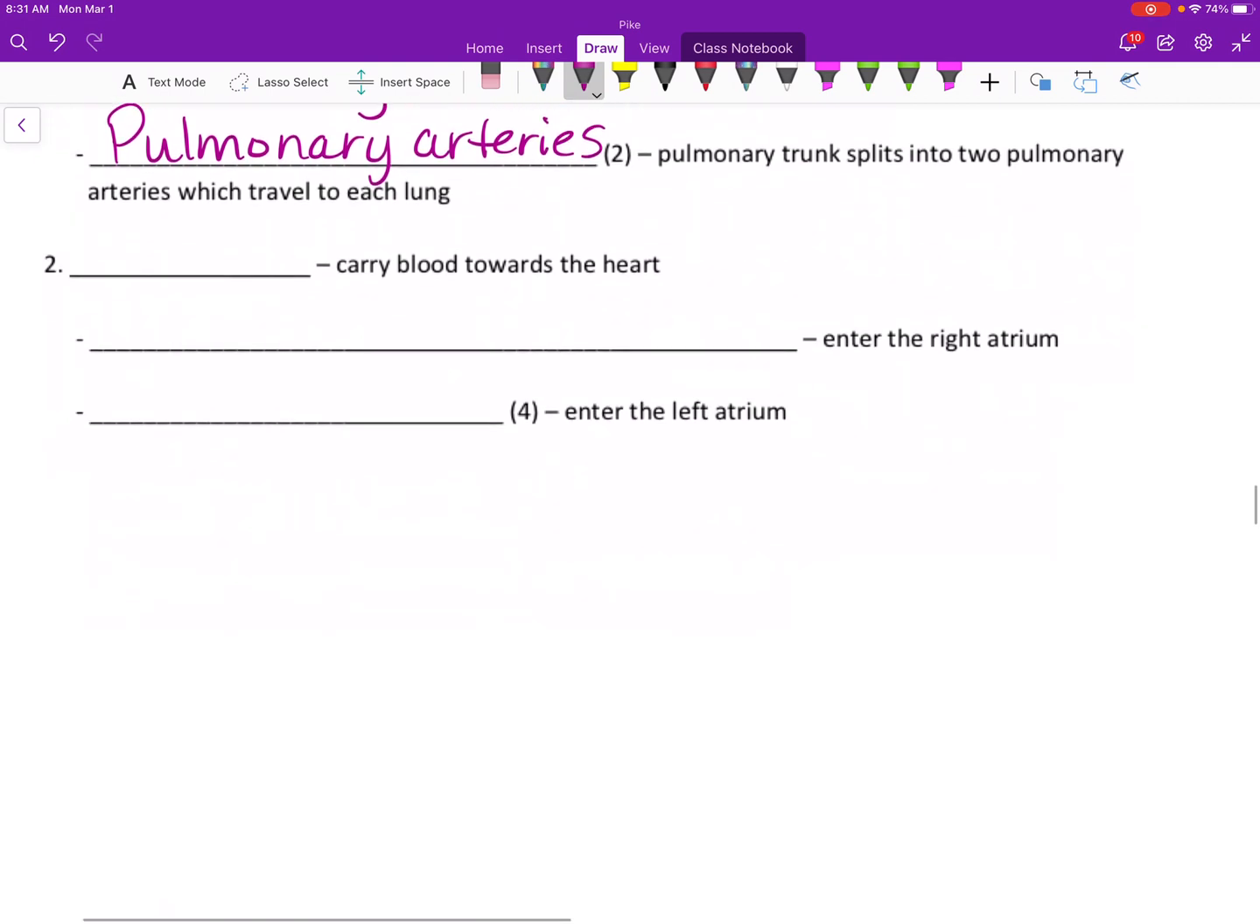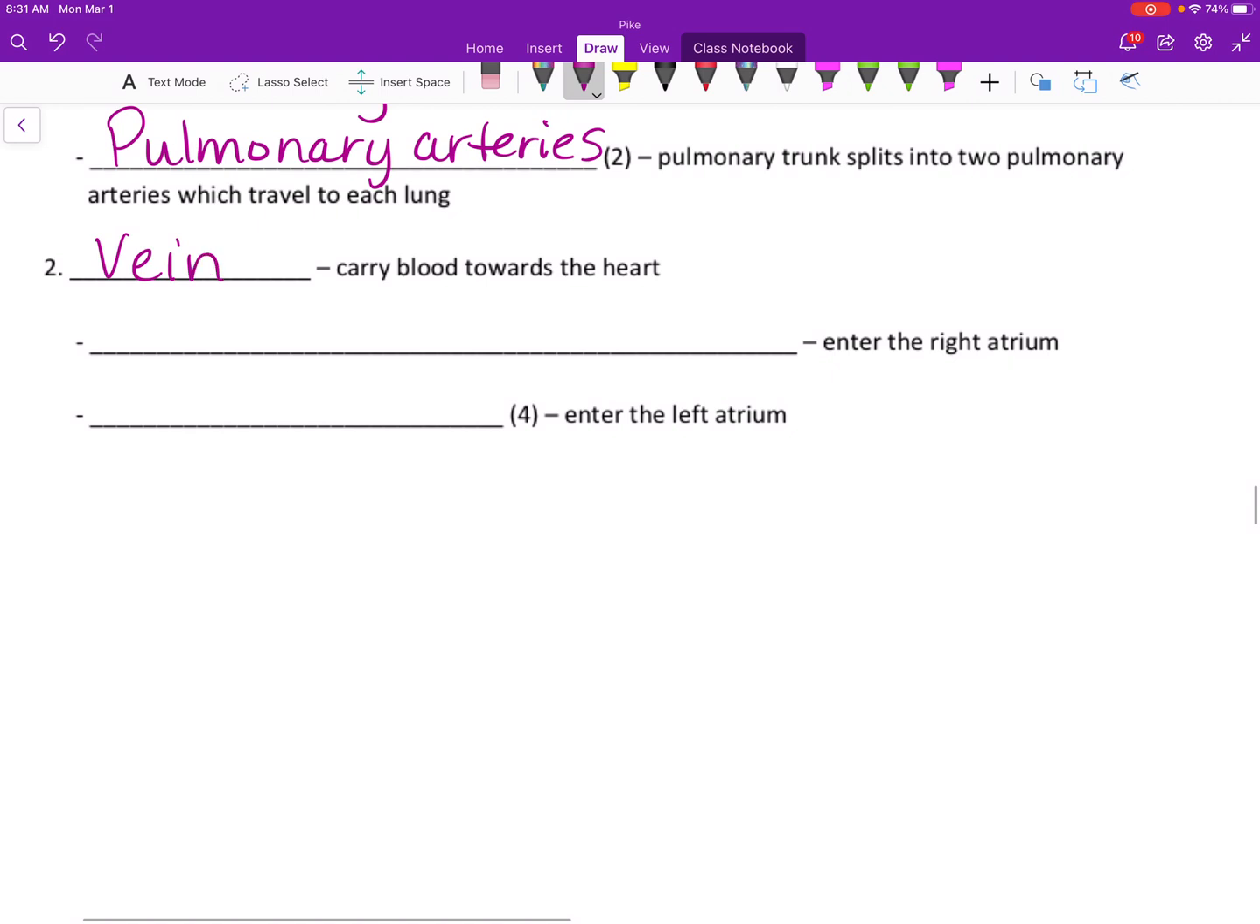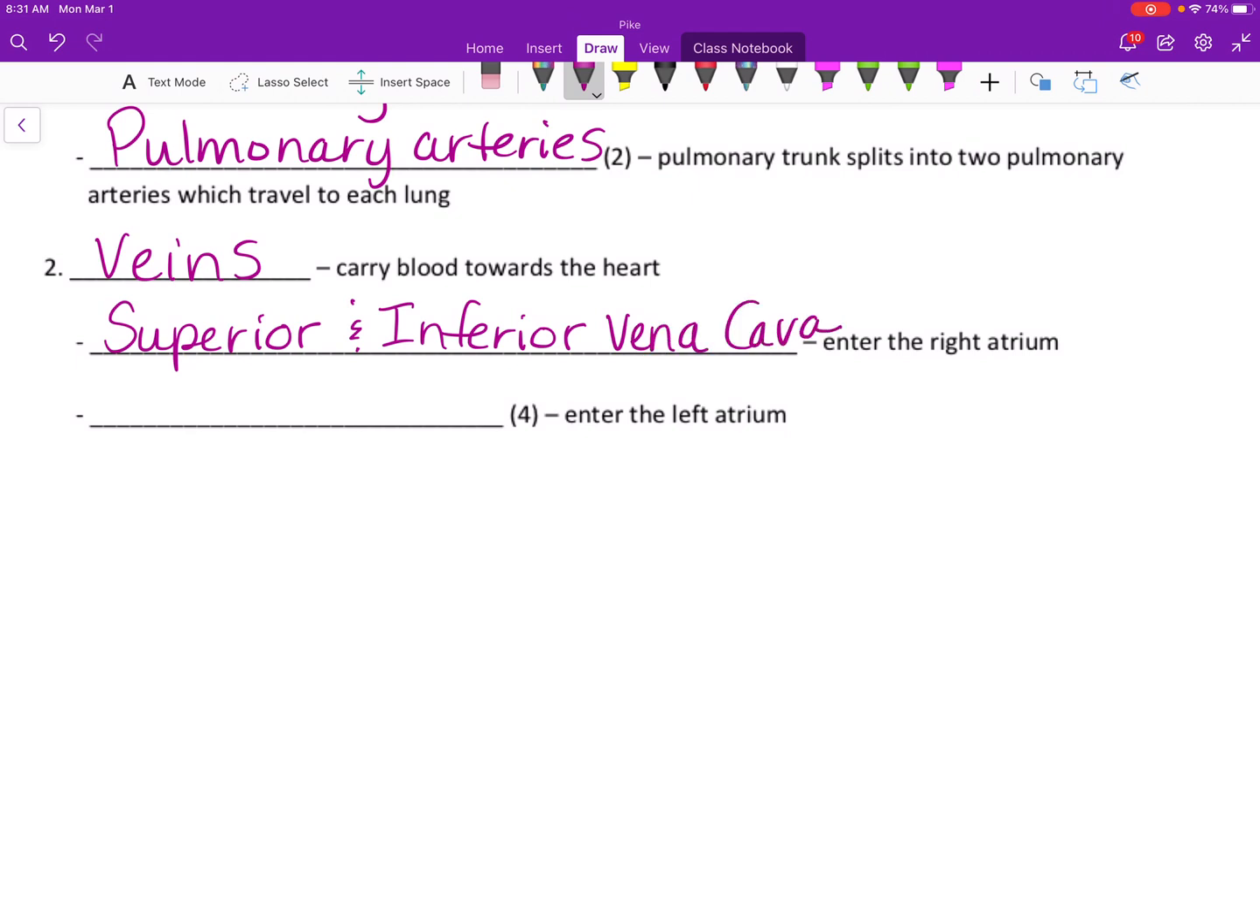Then the major veins we have. Veins are going to bring blood back to the heart, towards the heart, from the body or from the lungs. And so the major veins bringing blood back from the body are the superior, one bringing blood from the top half of the body, and the inferior bringing blood from the bottom half of the body, vena cava. And so if I'm looking at them together, I would put an E on the end. Singular, we would just say A.